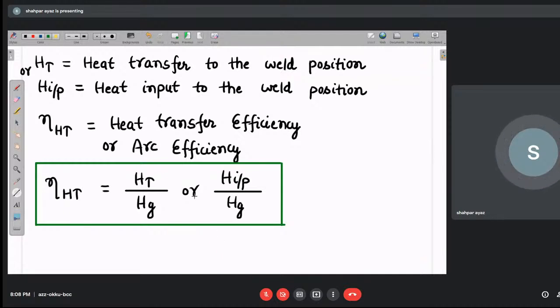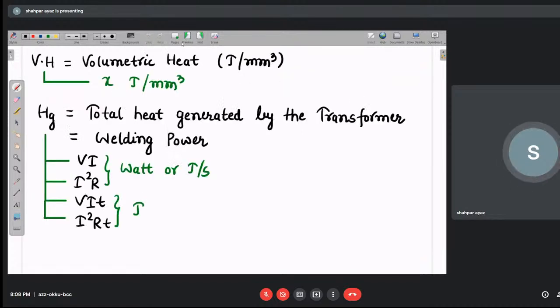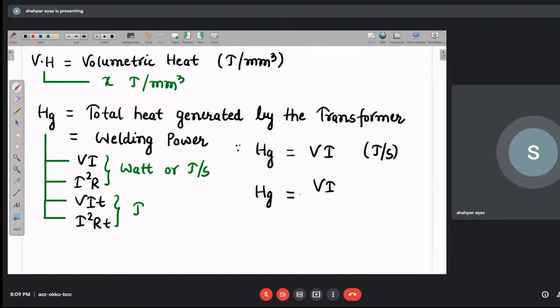Suppose I am going to ask you what is heat input to the weld. Heat generated is in joule per second. One more formula which I want to write: heat generated Hg, the unit of Hg is VI, in VI the unit is joule per second. But if they ask you heat generated in joule per mm, it will be VI by F. Remember that. VI by F, where I am dividing by welding speed. Now you can see the unit of VI is joule per second, and the welding speed unit is mm per second. Per second cancels out.